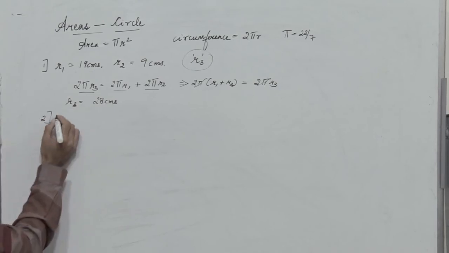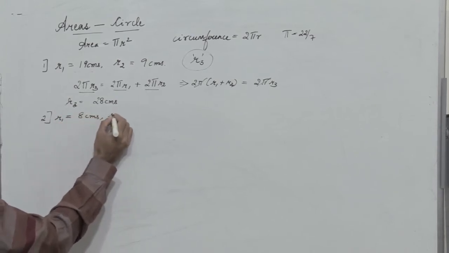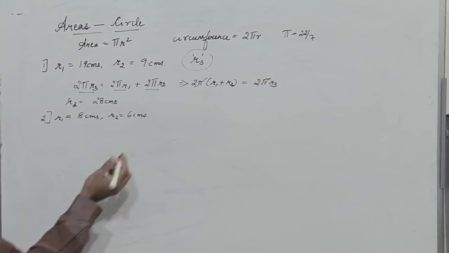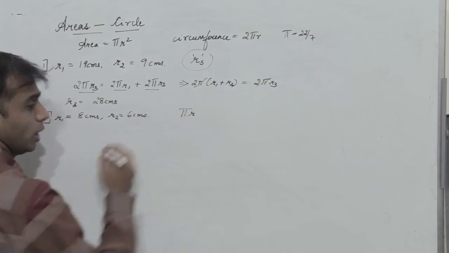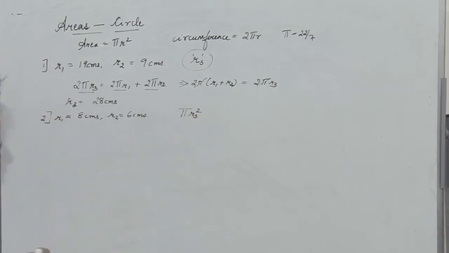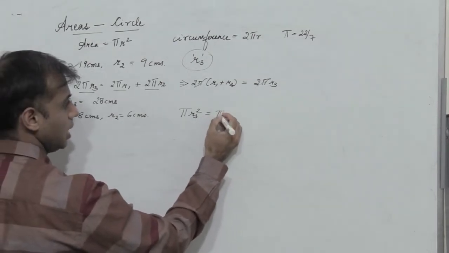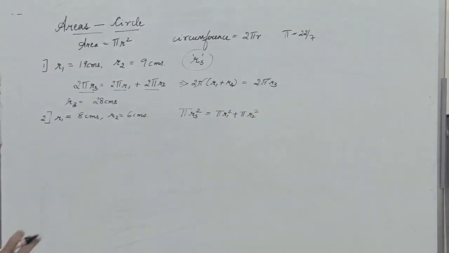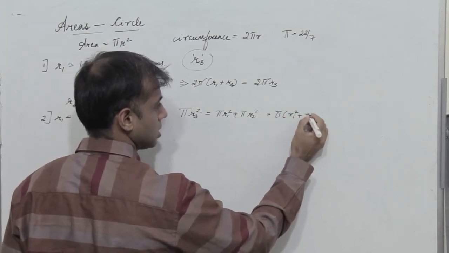The second one: the radius of the first circle, we call it r1, is 8 centimeters. The radius of the second circle is 6 centimeters. Find the radius of the third circle such that the area of the third circle, pi r square, is the sum of the areas. So let us assume that the radius of the third circle is r3. So pi r3 square is equal to the area of circle 1 plus circle 2, which is pi r1 square plus pi r2 square. So we can take pi common. So I get pi into r1 square plus r2 square.